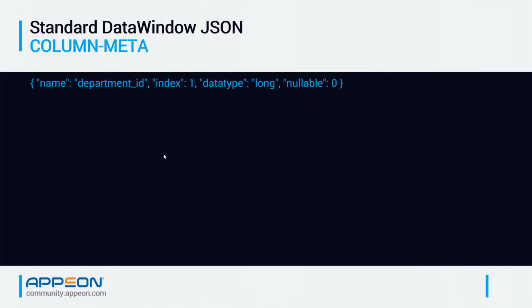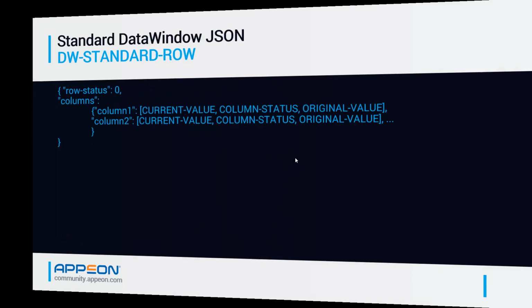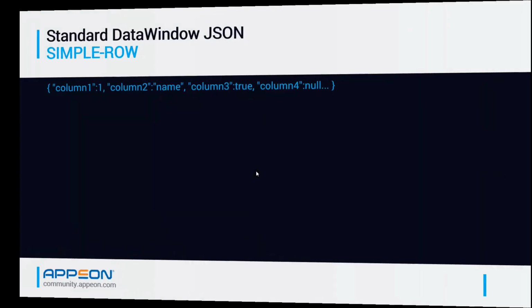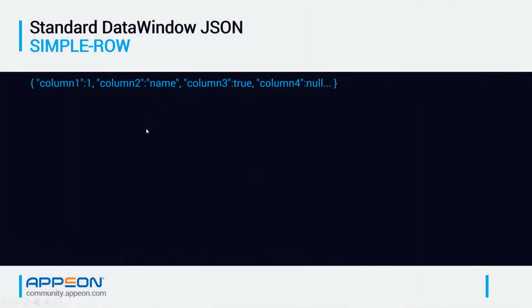So this is an example of what some of that column metadata looks like. This is the row data, so there's your row status, here's your column status, here's your current and original values. This is how the data is actually stored for each row.